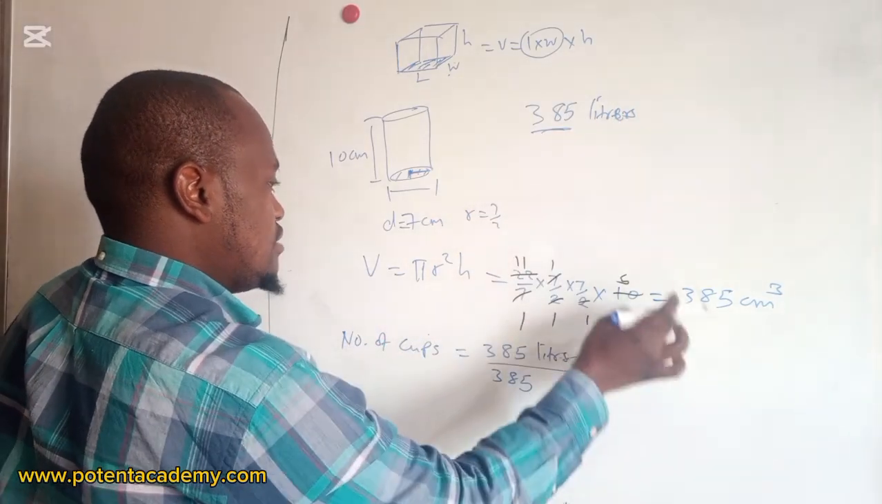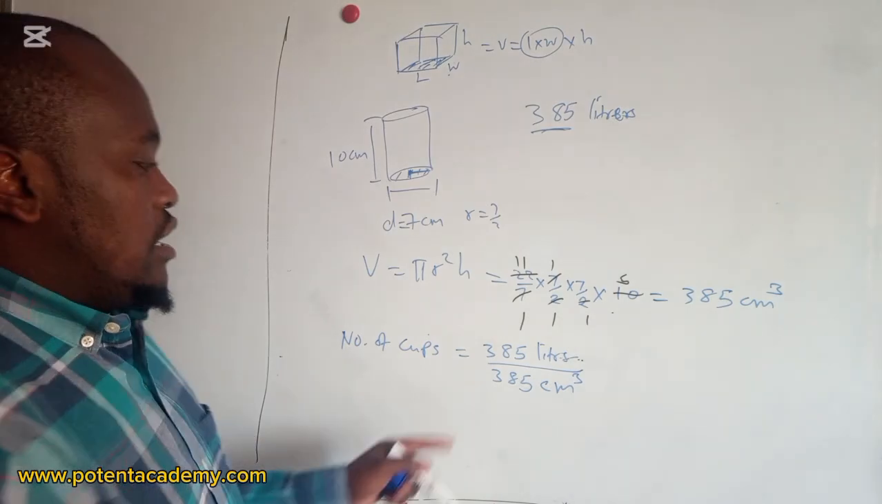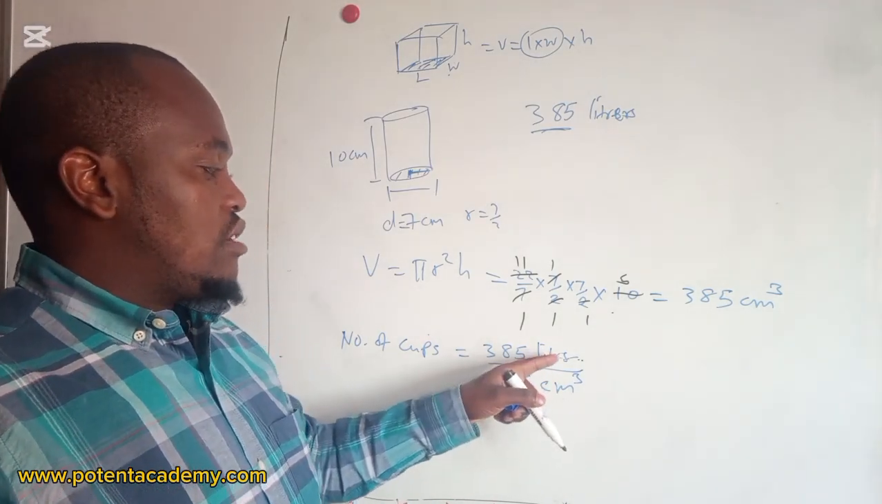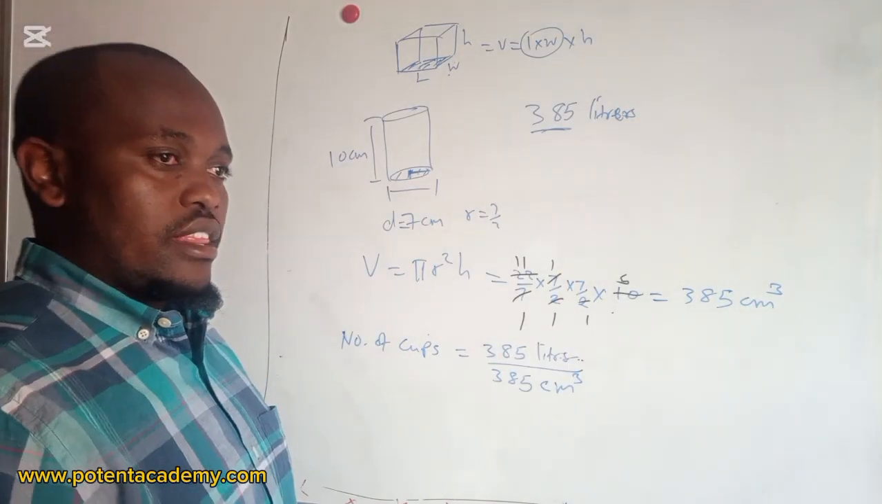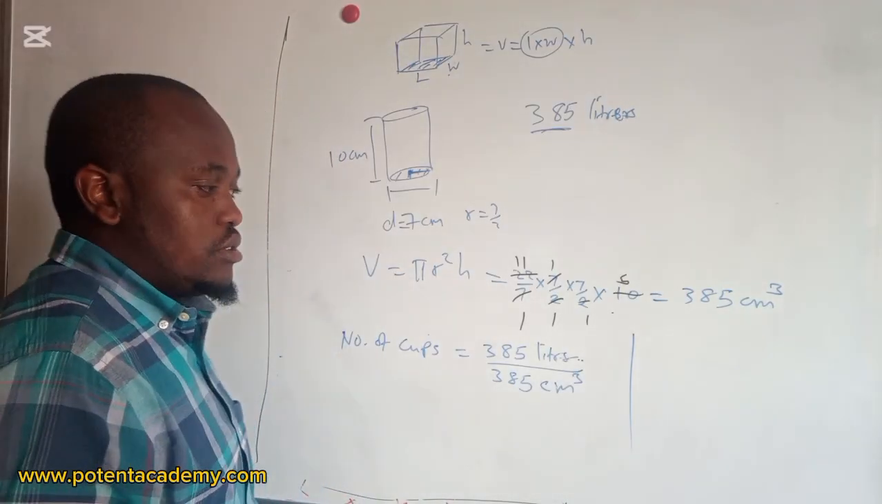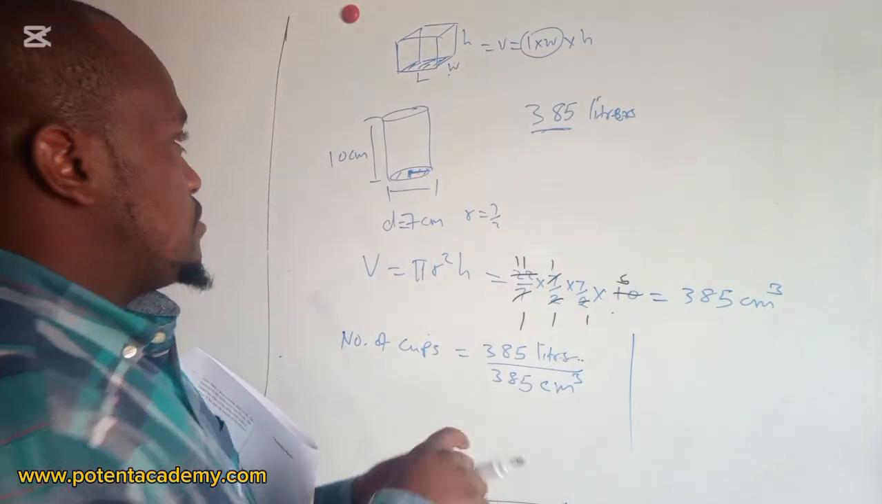So this one divided by this centimeter cubic. You need to convert them to the same unit. The easier one is to convert liters into centimeter cubic, because 1 liter is larger than 1 centimeter cubic. How do you know how to convert? Again, I wouldn't want you to cram.